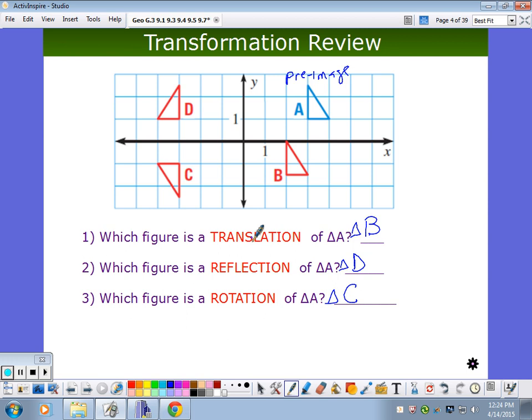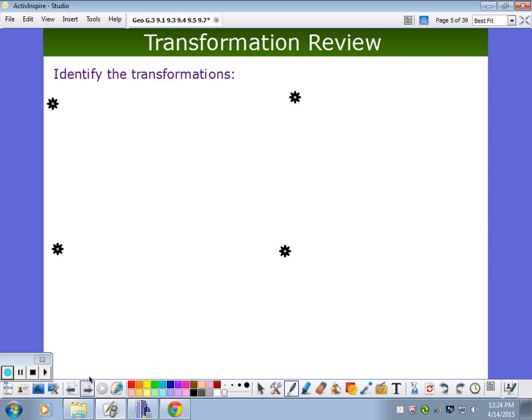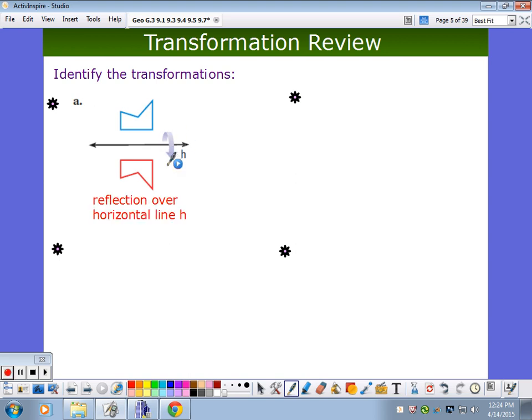Okay, so let's see here. Identify these transformations. If you know, raise your hand. If you know what that thing is. Jerry? Reflection. Very good, Jerry. And it's a reflection over this line. So we say it's a reflection over this horizontal line H. We're always looking for what it is symmetric to.